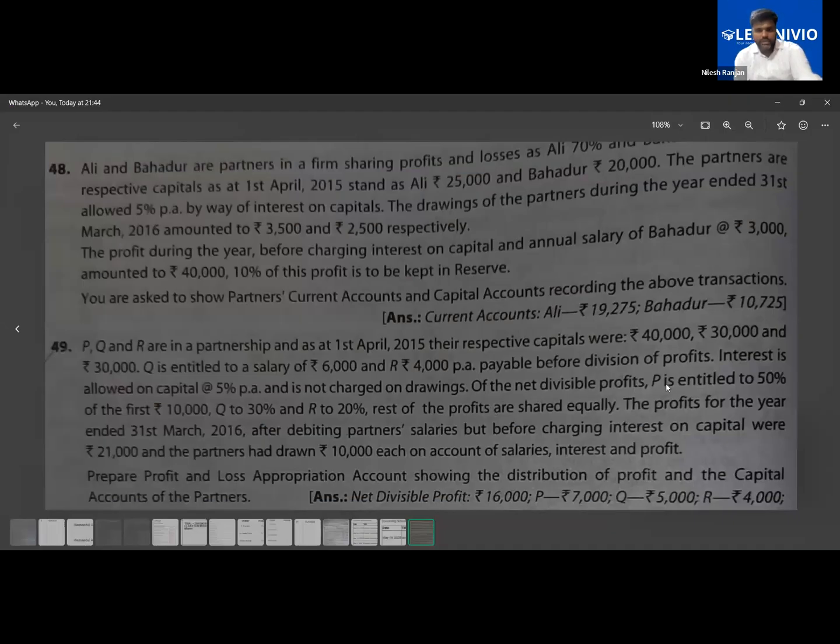Of the net divisible profit, P is entitled to 50%. After calculation, we have to do this. The profit for the year ended 31st March 2016 is after debiting partners' salary but before charging interest. So partners' salary is already deducted from this profit, so we basically don't consider it. We have to add the salary.